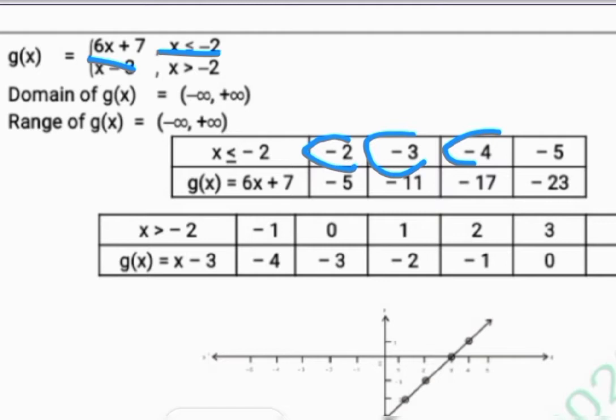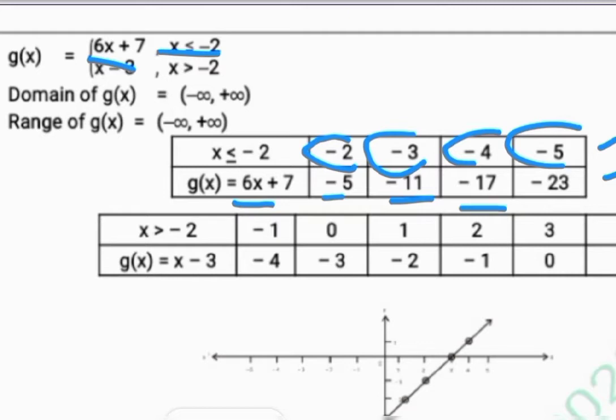As many values as you put in this function, you will get a better graph or a better domain and range. You will understand. You can put -5 as well. If you put -2 in this function, the answer will be -5. We'll put -3, the answer will be -11, and these are the domain and these are the range.